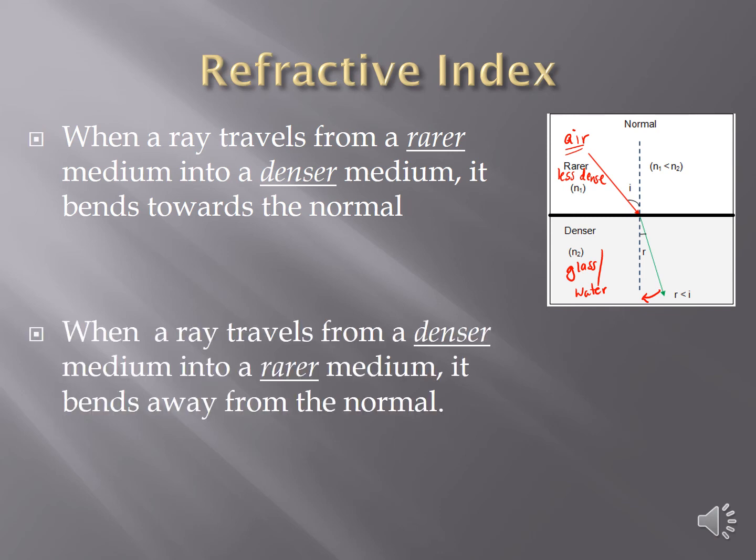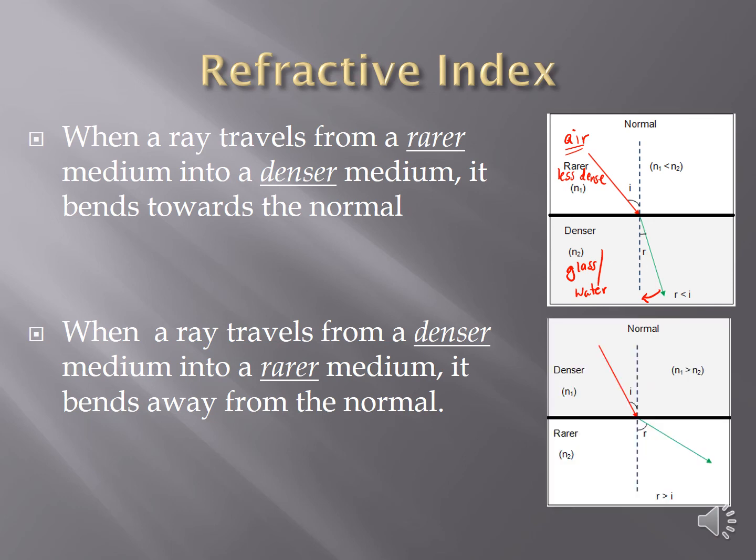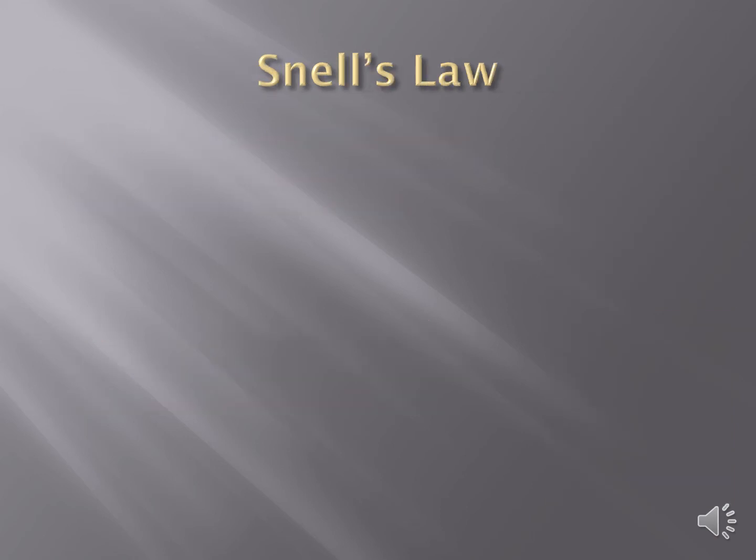When a ray travels from a denser medium into a rarer medium, it bends away from the normal. So we mentioned this before also, and this is what happened when the light left the glass block, or exited it and passed into the air, which is less dense, and the path of the ray bent away from the normal.